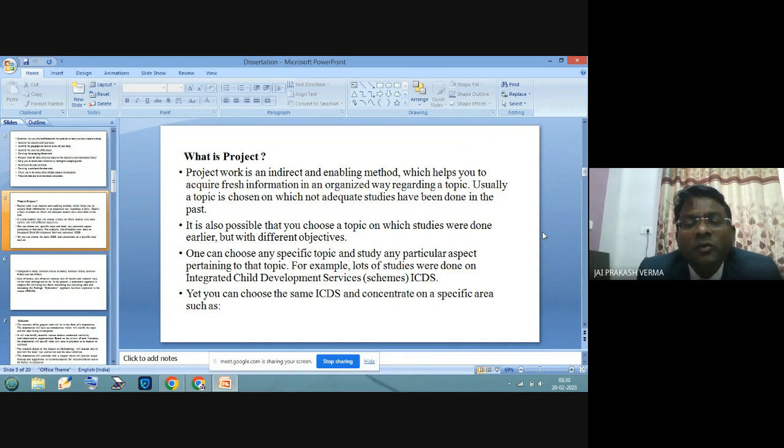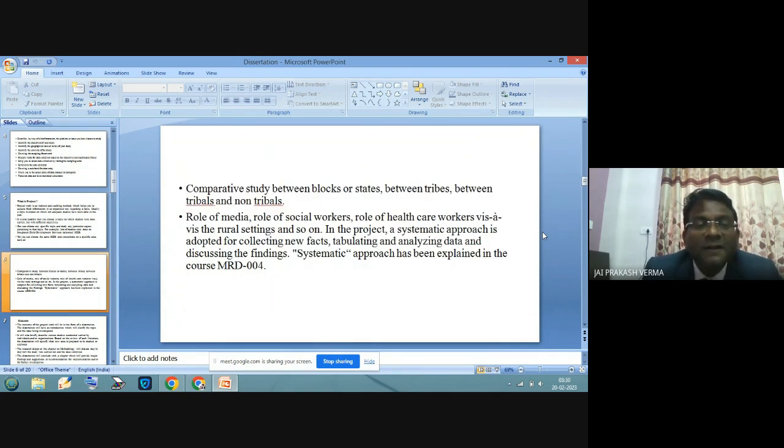If you go into government schemes, you will find many schemes are running for the betterment of the livelihood of rural people. So you can pick a particular scheme and study it. A comparative study between blocks or states, between tribals and non-tribals. So these are the dimensions of research.